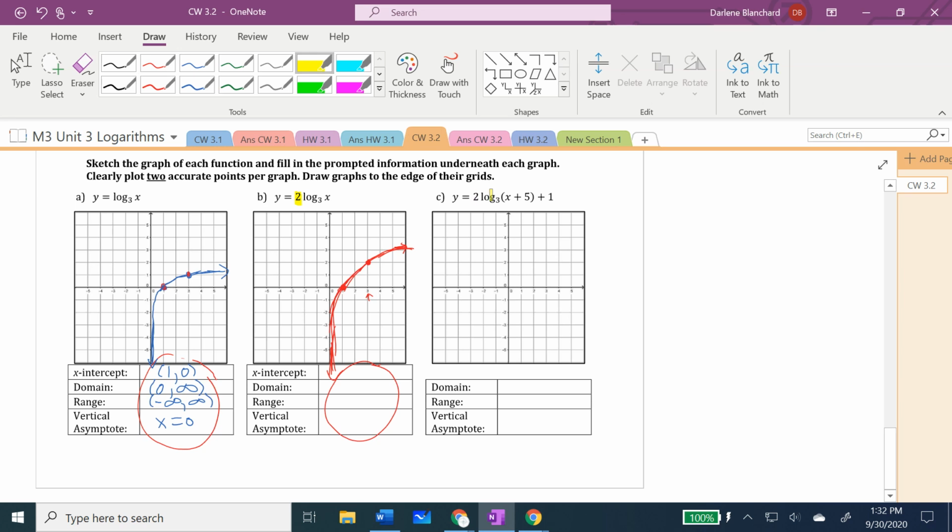So I want to point out to you that C is starting off with 2 times log base 3, which means this graph right here. X is having 5 added to it, and outside the function, we are adding 1. What does this addition of 5 tell you to do to the original graph, or to the previous graph?